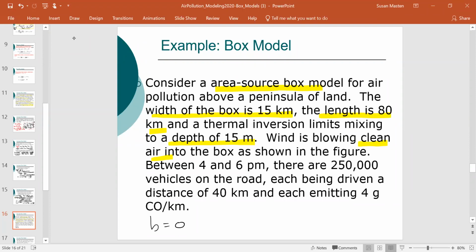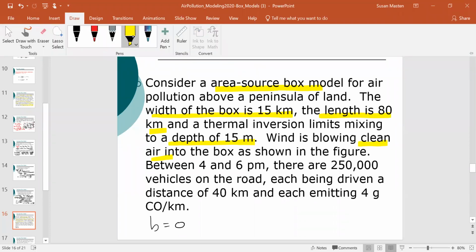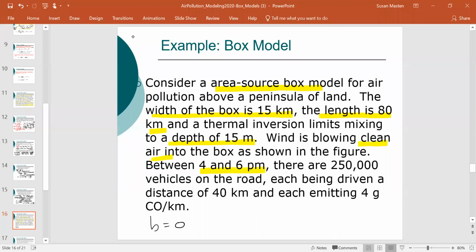And between the hours of 4 and 6 p.m., we have 250,000 vehicles on the road. And in that 2-hour time span, they each drive a distance of 40 kilometers, and they're emitting 4 grams of carbon monoxide for each kilometer driven. Okay. So before we move on, let's just quickly calculate Q sub S.